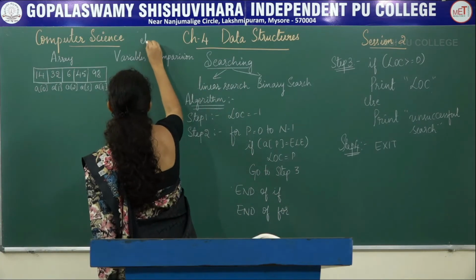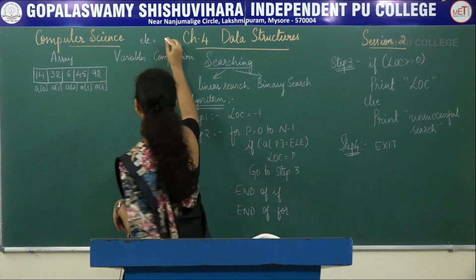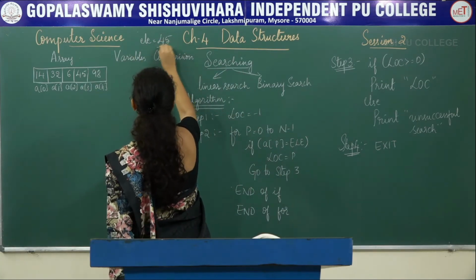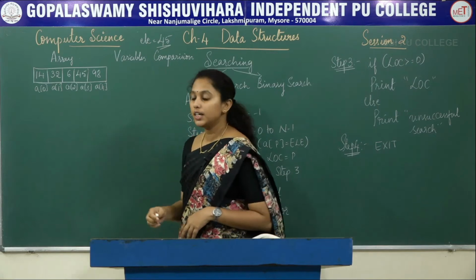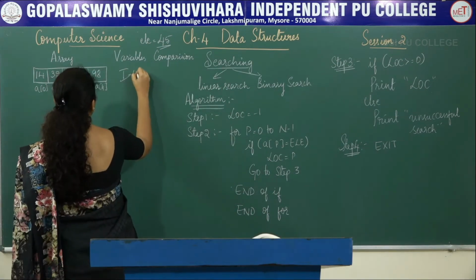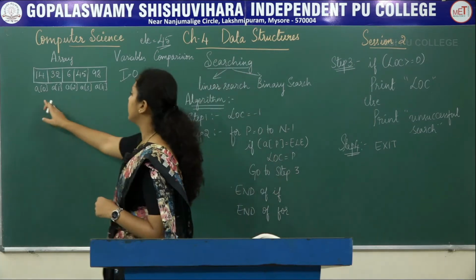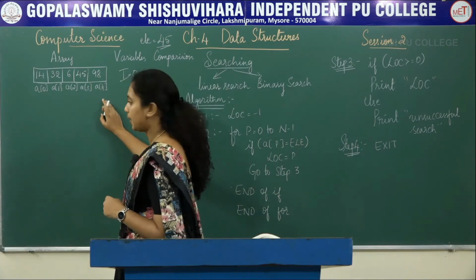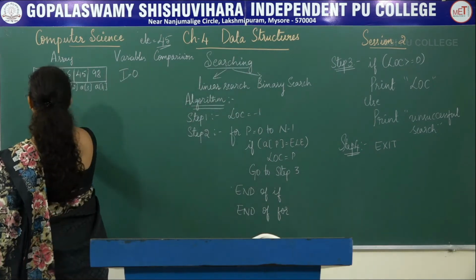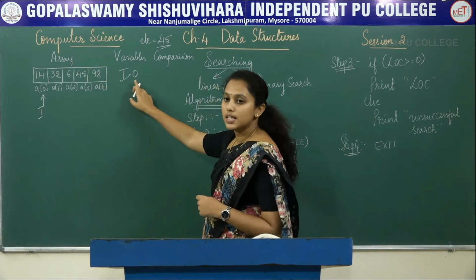So I want to search the location of an element 45. Hence the search element is 45. Here, as it is a linear search, it starts from the beginning till the end of an array. So first it starts from the first position. Hence the value of I is 0.